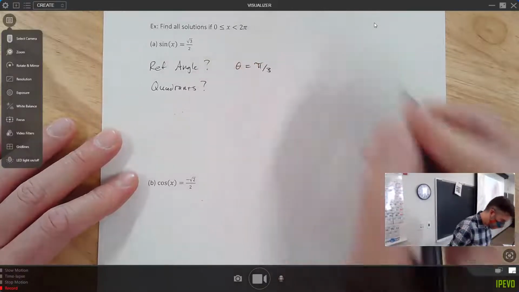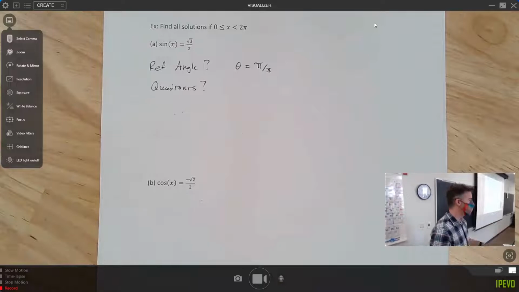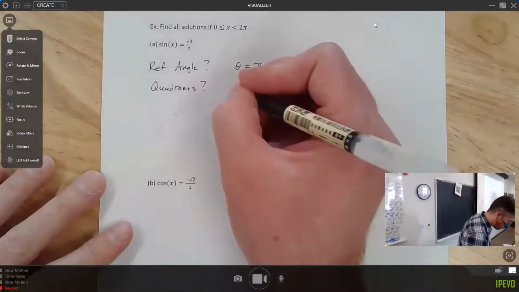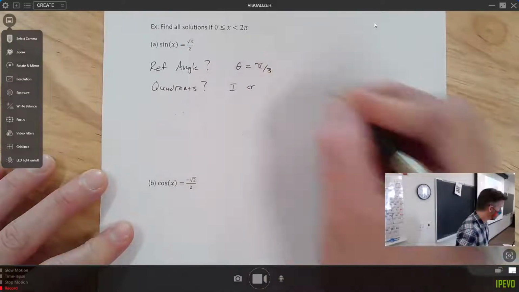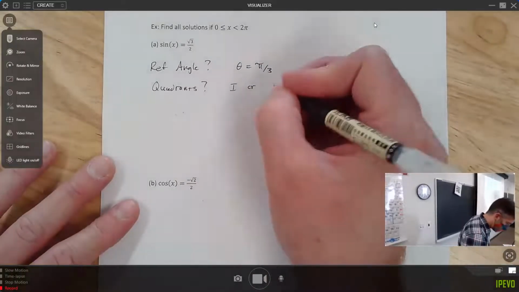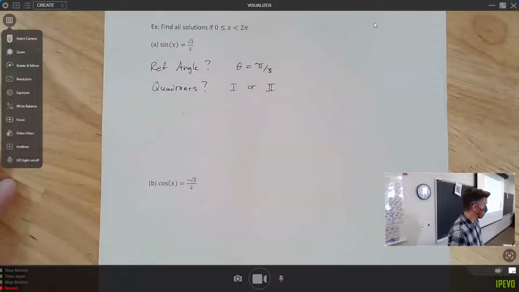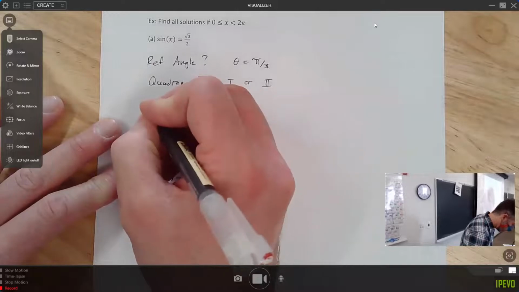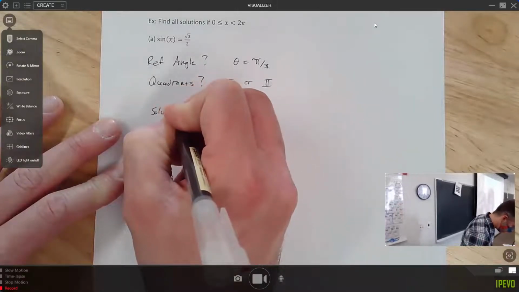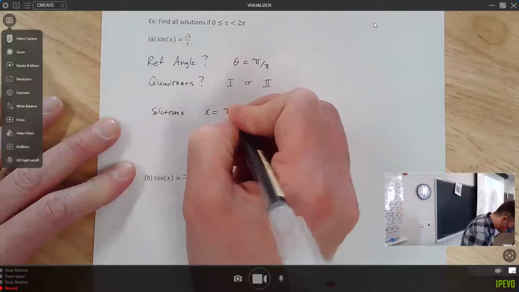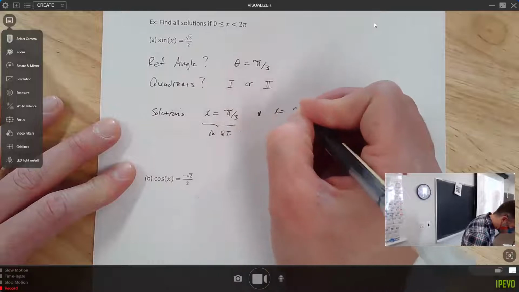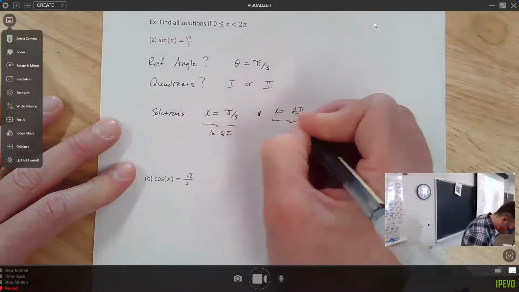pi over 3. But sine can be positive root 3 over 2 in more than one quadrant. It can be positive root 3 over 2 in quadrant 1. What other quadrant will be okay? Quadrant 2, exactly. Sine is positive in quadrant 1 or quadrant 2. So if I was going to answer this question, my solutions would be x equal to pi over 3 in quadrant 1 and x equal to 2 pi over 3 in quadrant 2.